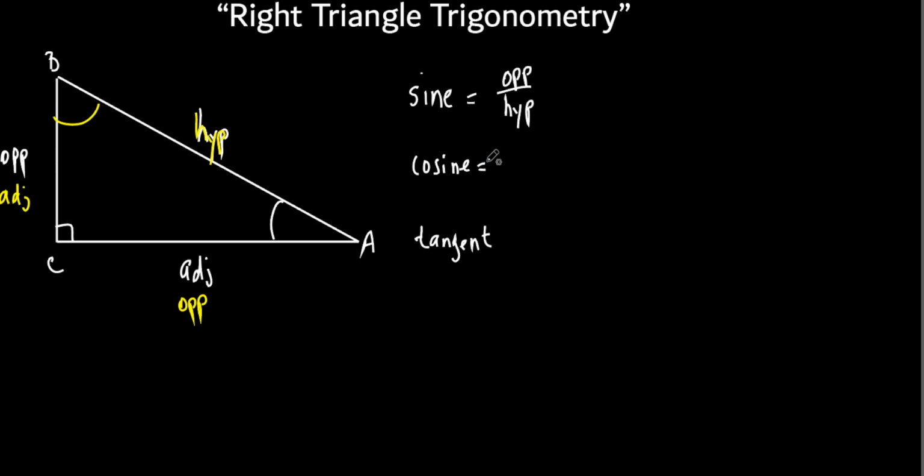The cosine is another word that describes a ratio between two sides of a right triangle. In this case, the cosine is the adjacent side over the hypotenuse.